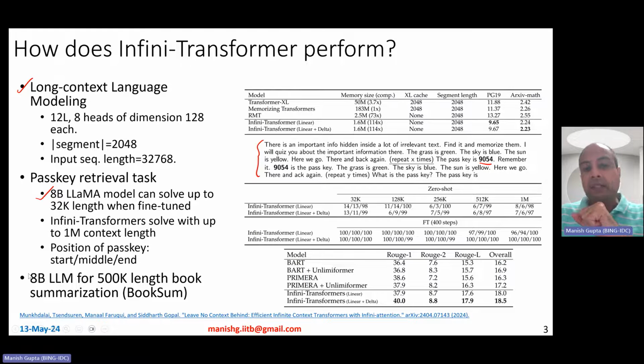Now, the third task that they try to do is a long book summarization. So they basically try to summarize 500K tokens kind of books with 8 billion large language model. This is basically from the booksum dataset. And they compare the summarization in terms of course, the standard summarization measures, Rouge1, Rouge2, Rouge-L, and also an overall Rouge measure. And they observe that the Infini Transformer basically gives them way better results compared to the standard models like BART and Primera, which are popular for summarization.